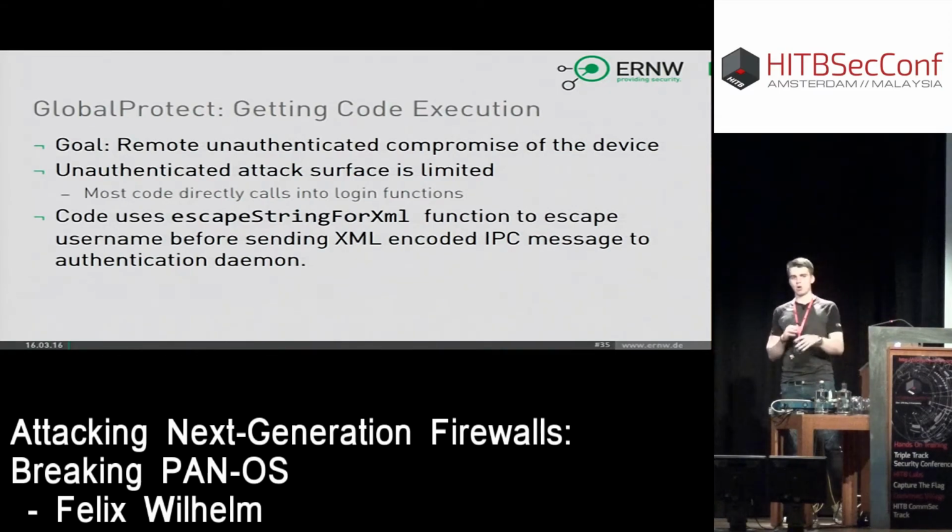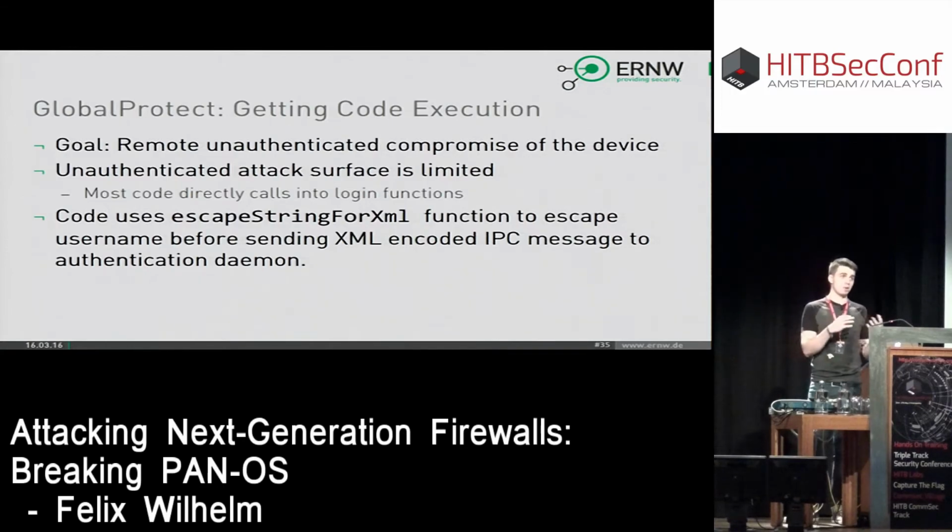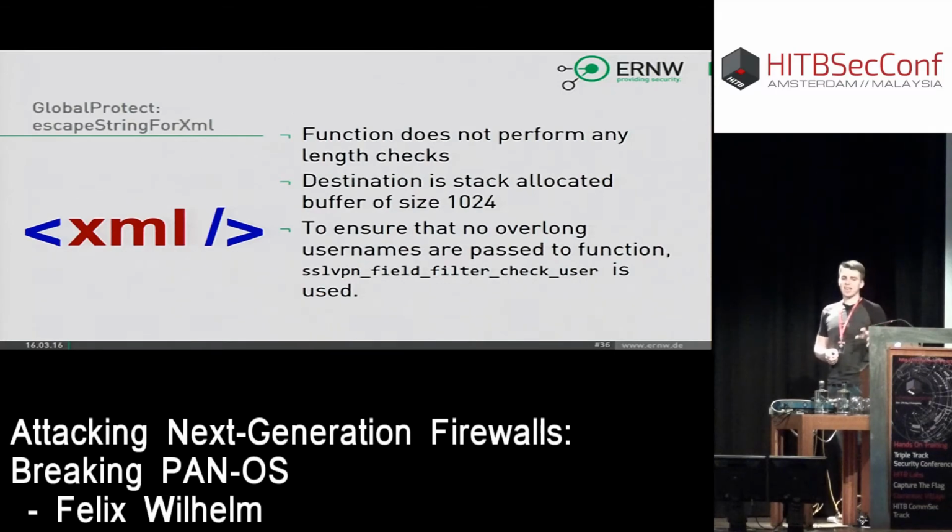So basically, the whole IPC mechanism of this PAN-OS works by XML encoded messages. And if you have any XML encoded characters in your username, they have to be encoded or escaped before they are pushed into this IPC message. Now, the function itself does not perform any length checks, so it just escapes the username when you put it in. The destination of this is a stack allocated buffer of size 1024 bytes, which sounds like a trivial overflow.